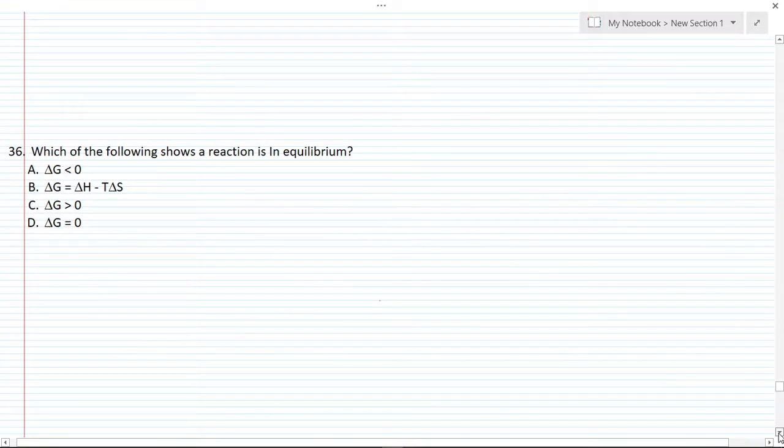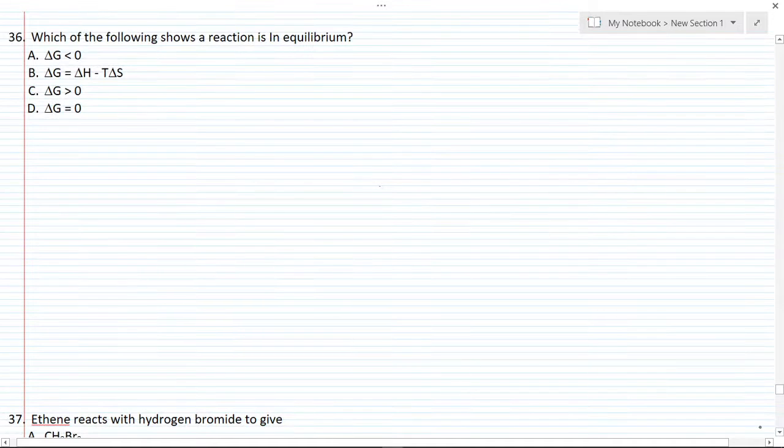So question 36. Which of the following shows a reaction is in equilibrium? Option A, delta G less than 0. Option B, delta G equals delta H minus T delta S. Option C, delta G greater than 0. Option D, delta G equals 0.